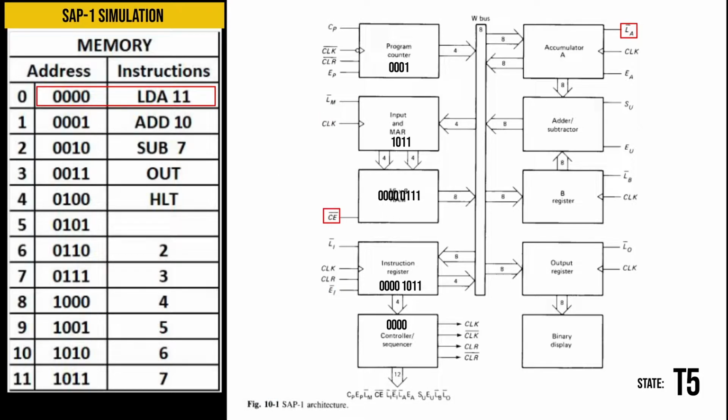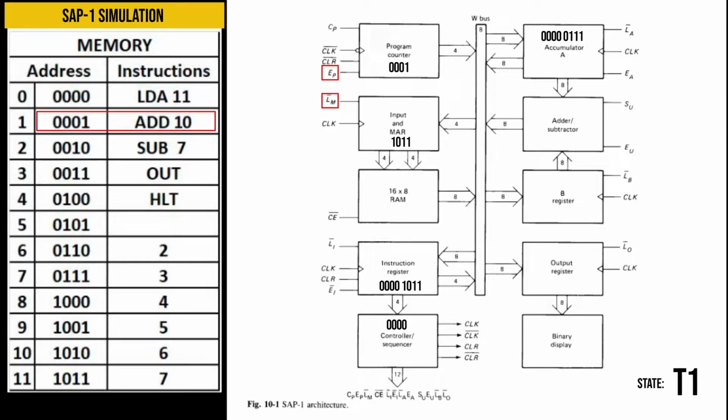At T5, since we're loading 11, we will have active pins at CE and then LA from the accumulator. So from the 16 by 8 RAM, the value would go through the W bus and then be inputted into our accumulator. At T6, as we can see, there are no active pins.